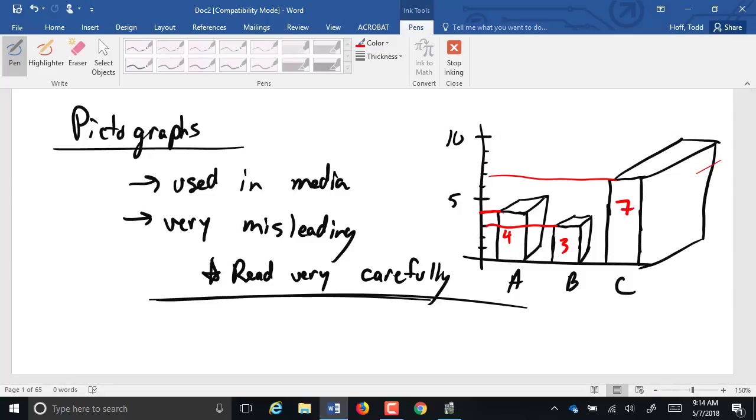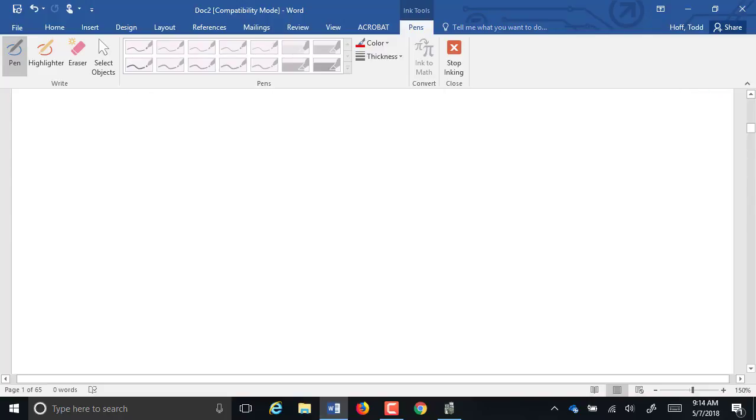So when you read picture graphs, always look for the numbers and put in the numbers and pay attention to that rather than the psychological effect of what you see.